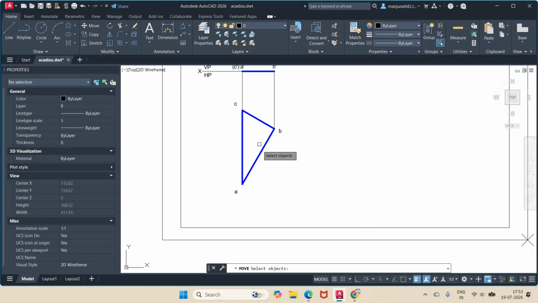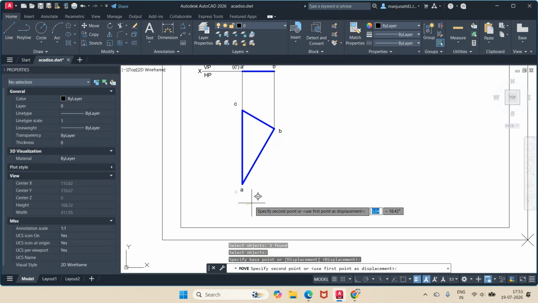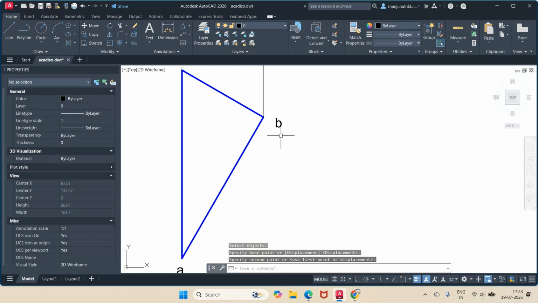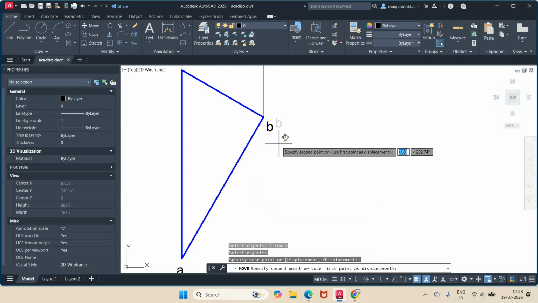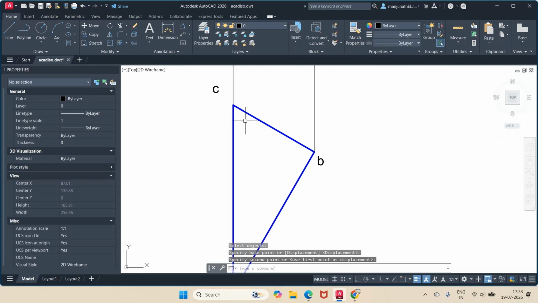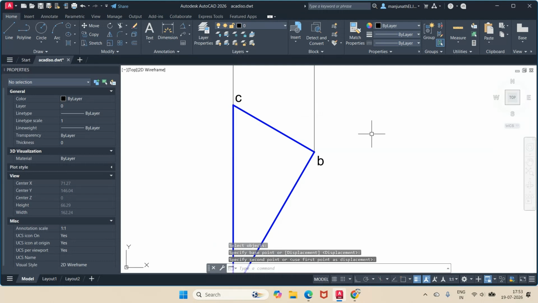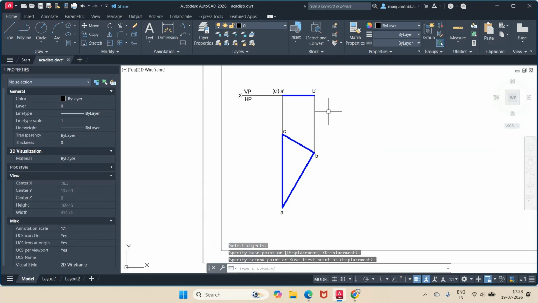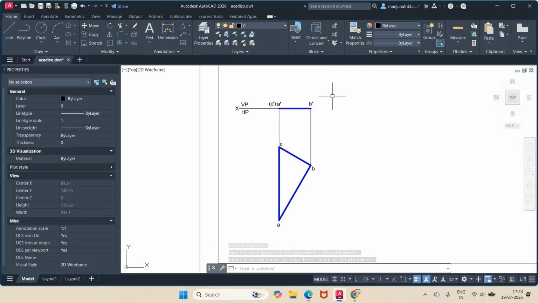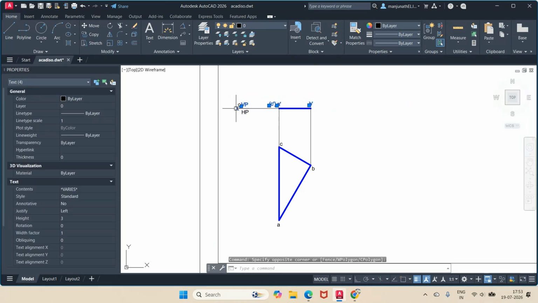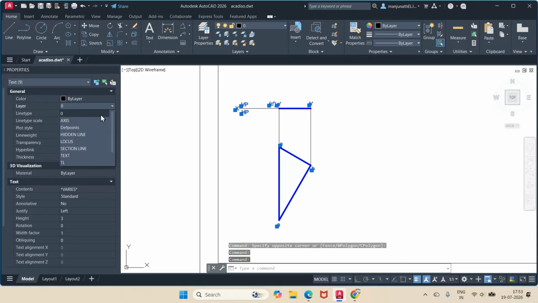Then go to move, select this and keep it here. Then you take move, select this and you keep it here. Then you take move, select this, base point, click on that text and click it here. Then you go back. Now you change the layer here, go to this, select these three. And now in this case, you take this B and A. Go to layer, go to text now.